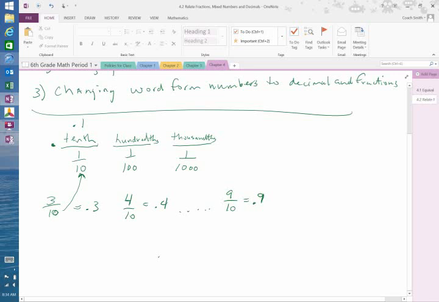Okay, so when it has a 10 on the bottom, and most of the ones you're going to run into today, before I say that, the ones you're going to have today are going to have one of those denominators on bottom.